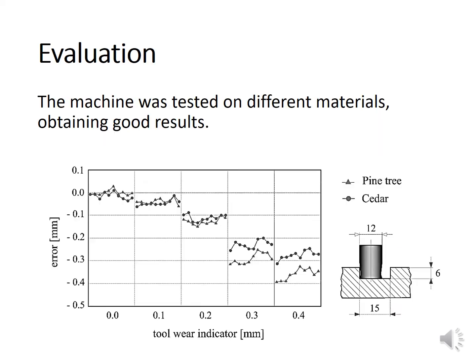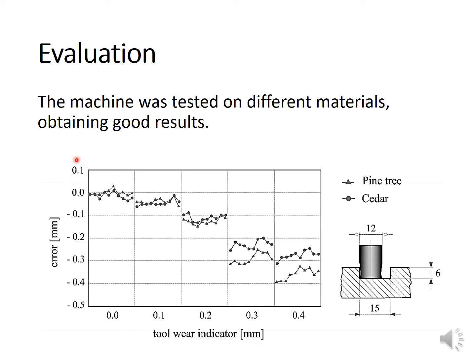Now, evaluation. The machine was tested on different materials like pine and cedar, obtaining good results. The figures show a typical short-term and long-term variation of the cutting error depending on the tool wear.